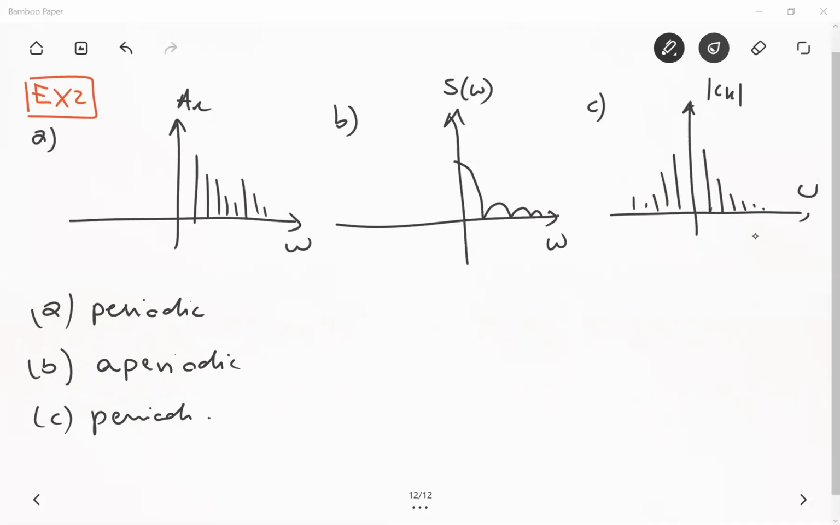Yeah, so that's another interesting thing. I think it will come in the next question, but we can also look at it here. The third plot is still made by lines, but you can see the lines go into the negative frequency. So that spectrum in C is probably obtained by using the complex Fourier series definition, while A is obtained from the real definition of the Fourier series. And of course B is obtained from the Fourier transform.